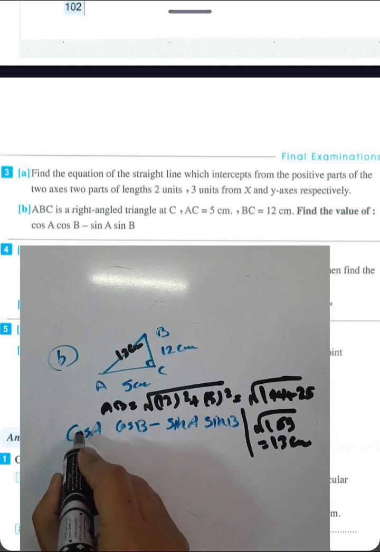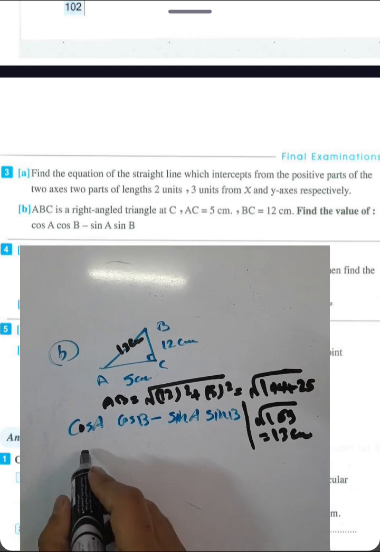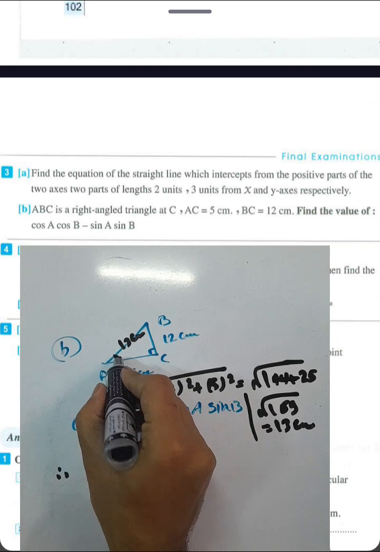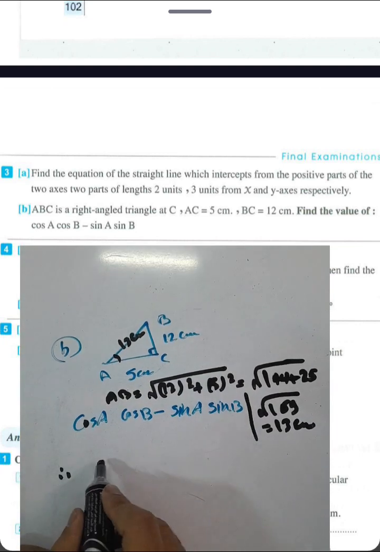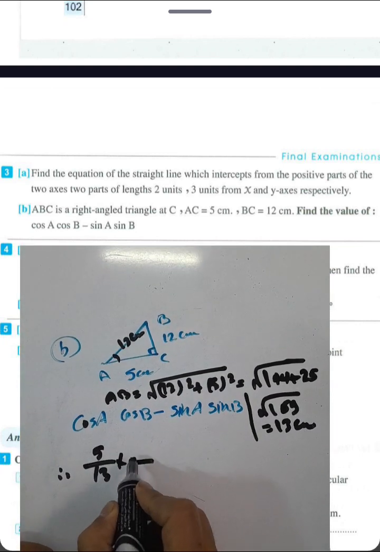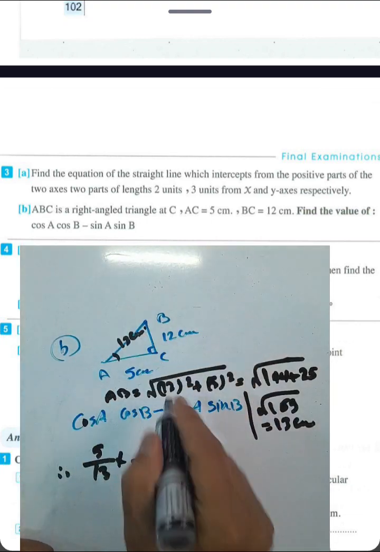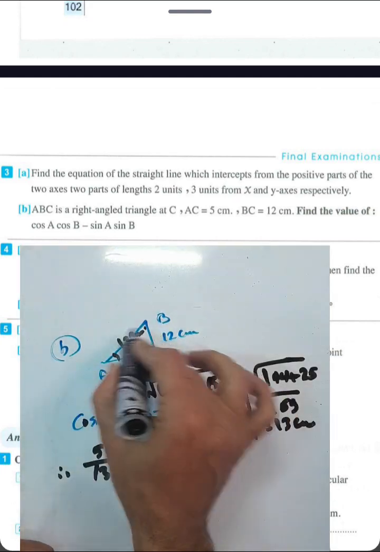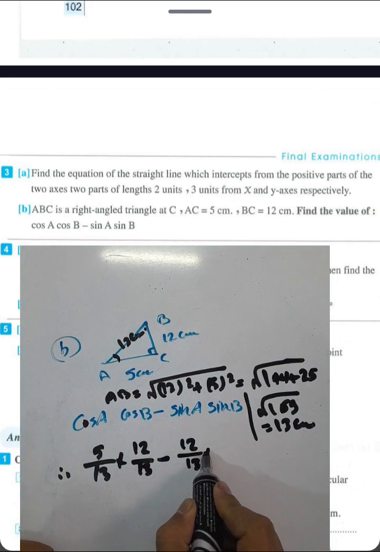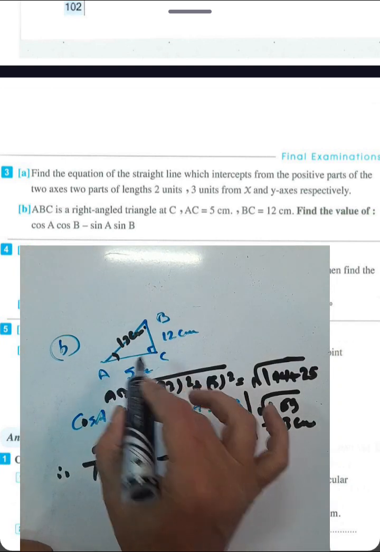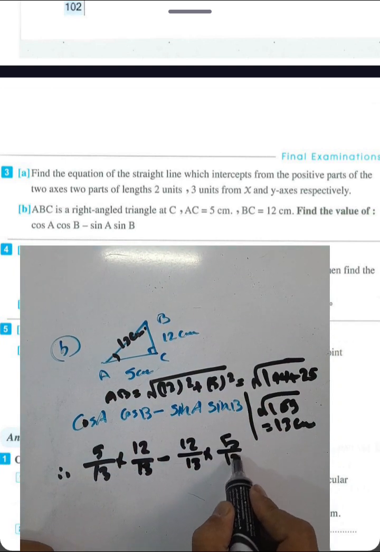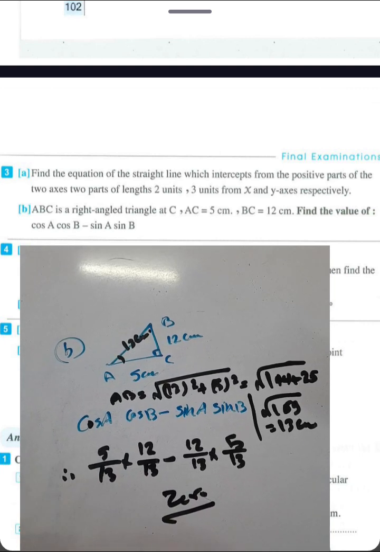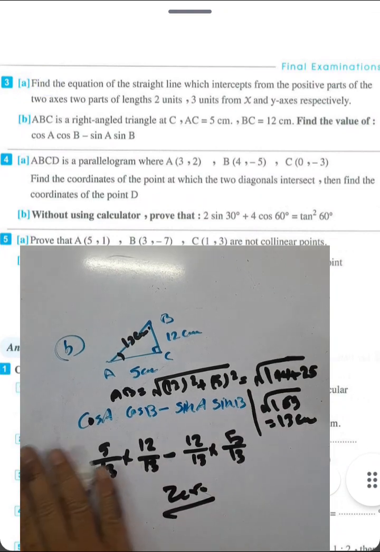Then we can write cosine A from this triangle. Cosine A is adjacent over hypotenuse, 5 over 13, and cosine B is adjacent over hypotenuse. Sin A is opposite over hypotenuse. Sin B is 5 over 13. Then the difference between them equals 0. Okay.